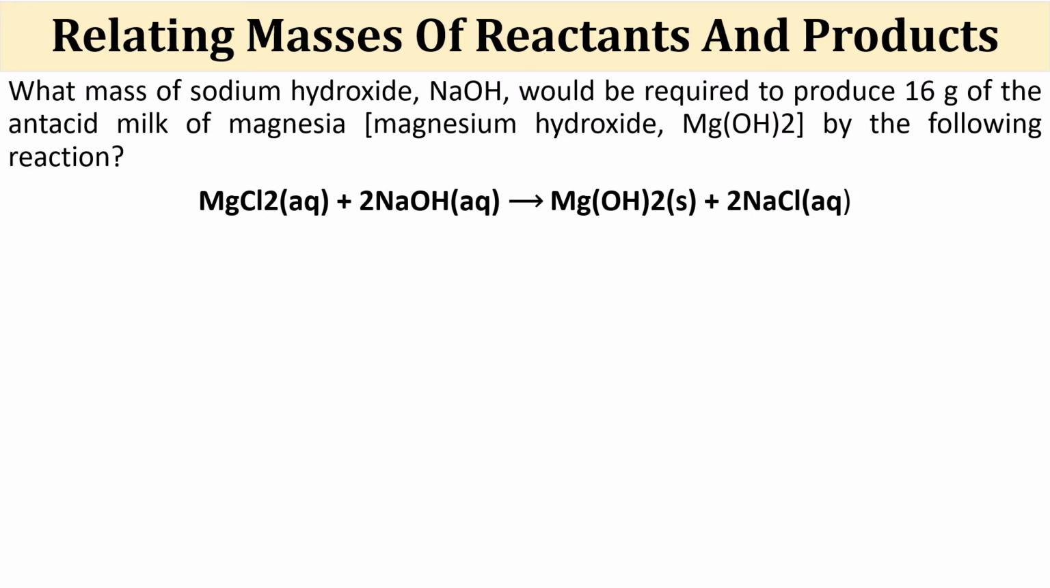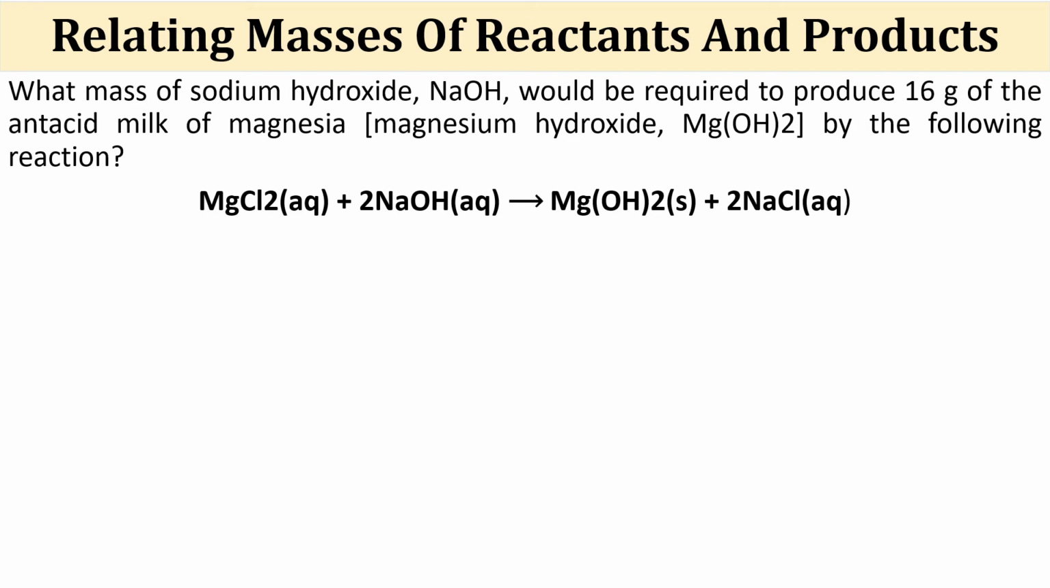Relating masses of reactant and products. What mass of sodium hydroxide would be required to produce 16 grams of the antacid milk of magnesia, magnesium hydroxide, by the following reaction? We must derive an appropriate stoichiometric factor from the balanced chemical equation and use it to relate the amount of the two substances of interest.